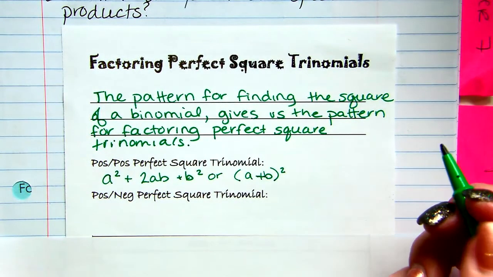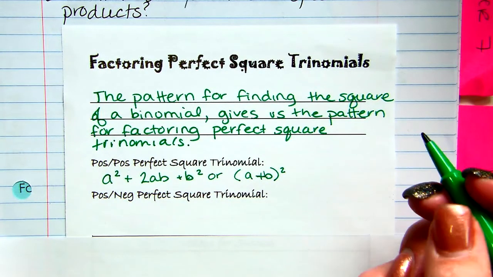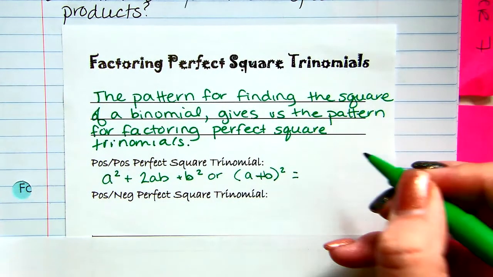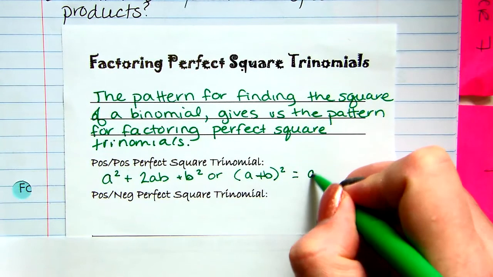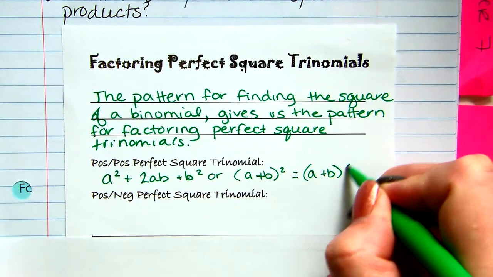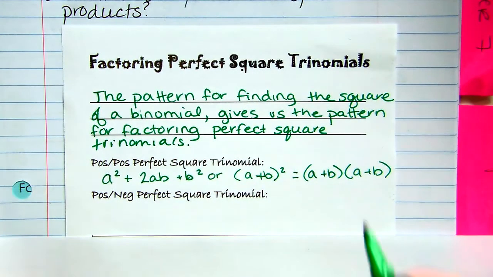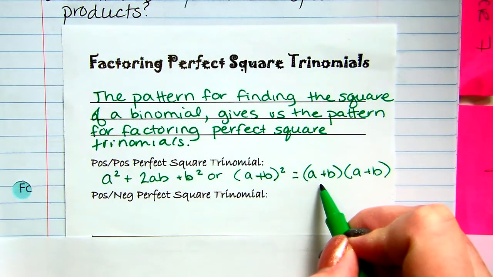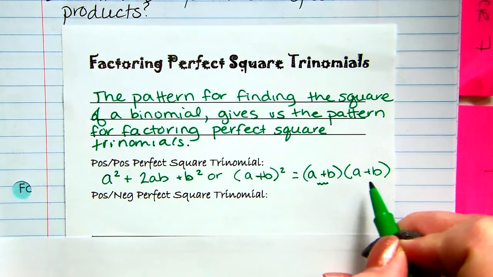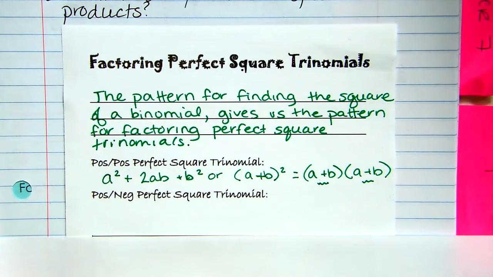Now, when we see it as its set of factors, meaning those two groupings of parentheses, we're going to see a plus b times a plus b. So that's why we call this a positive, because we have a positive here and a positive here.